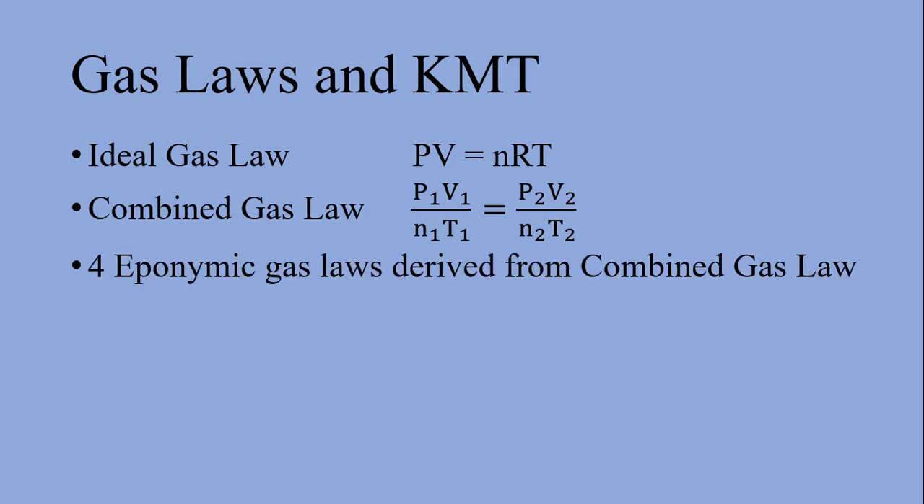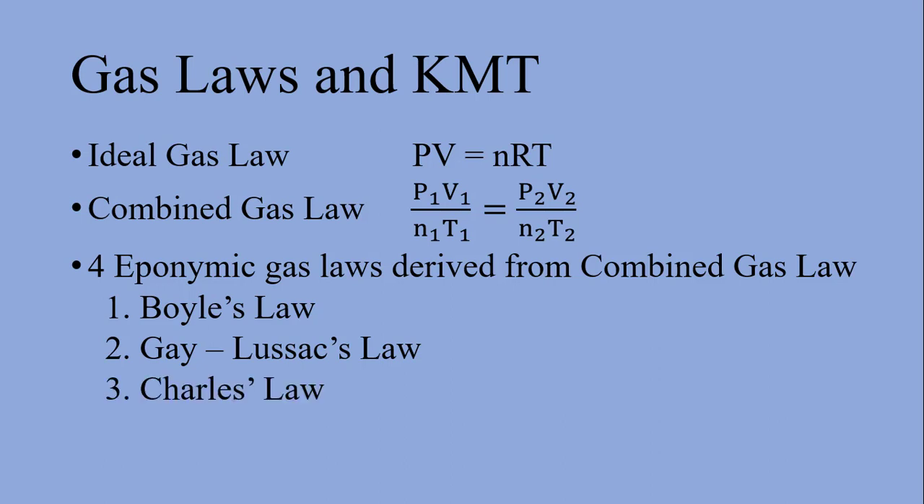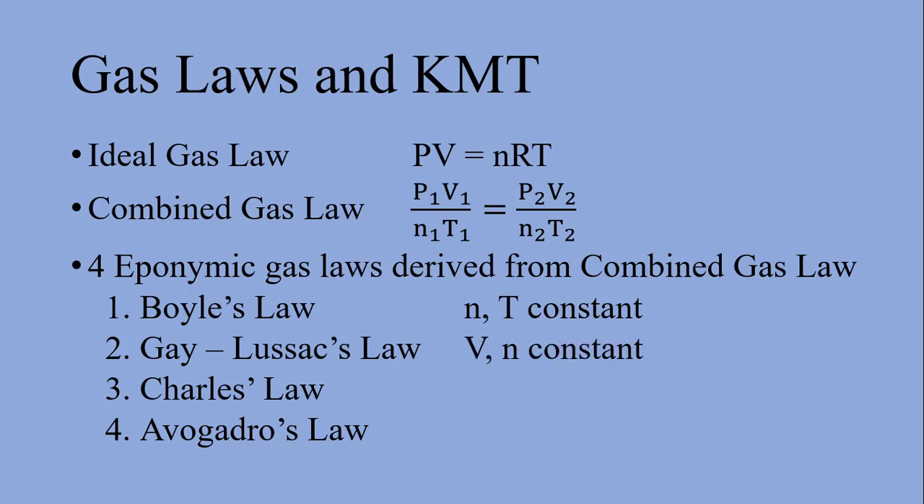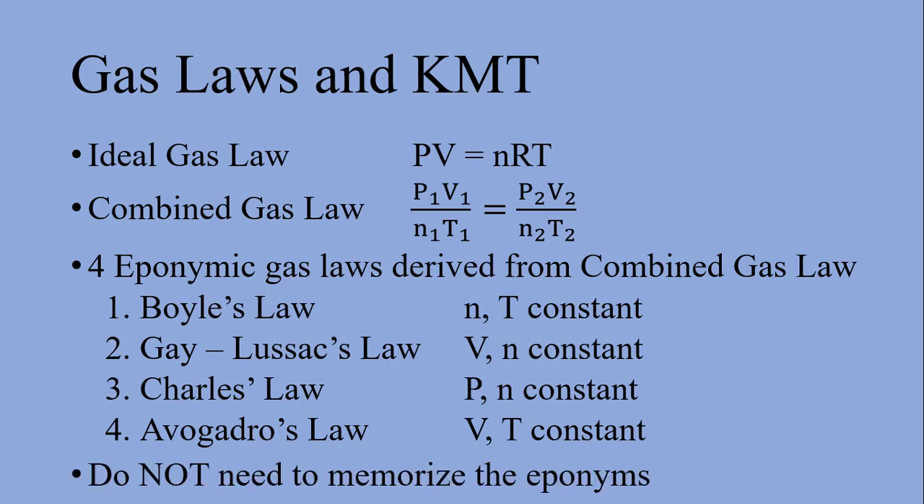From the combined gas law, we can now actually derive 4 gas laws named for other people, and those are Boyle's law, Gay-Lussac's law, Charles's law, and Avogadro's law. For Boyle's law, we'll keep n and T constant. For Gay-Lussac, we'll keep volume and moles constant. For Charles, it's pressure and moles. And for Avogadro's, we keep volume and temperature constant. And the nice thing is you don't need to memorize the eponyms, but if you understand the conditions, you can derive all of them from the combined gas law.